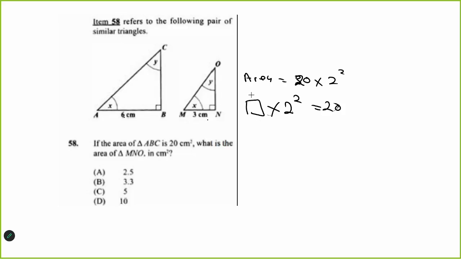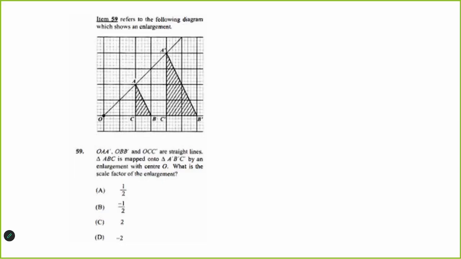So something, your object multiplied by 2 squared, will give you an image. Something multiplied by 4 is equal to 20, so this box is 5. Alright, this is the repeated question.